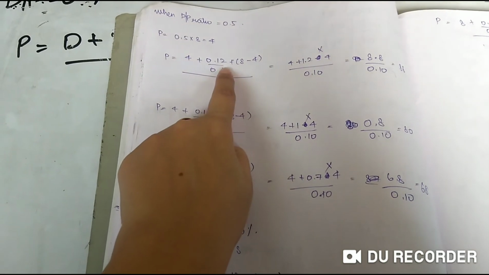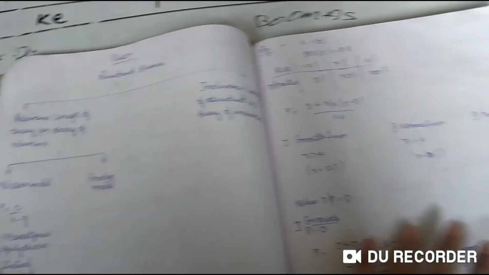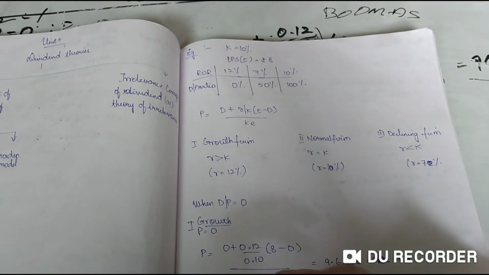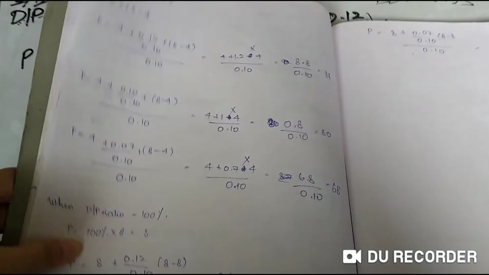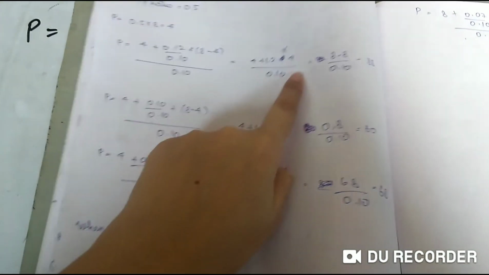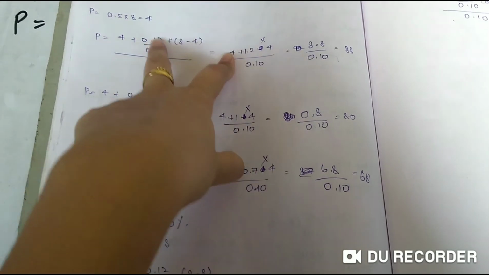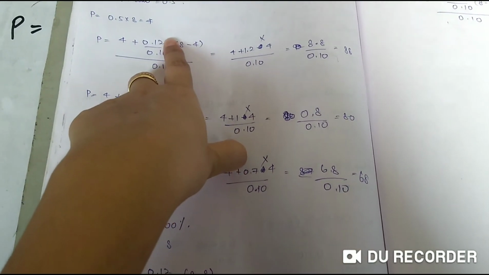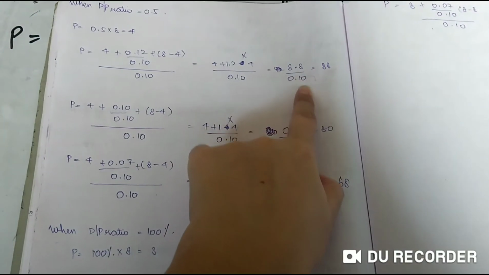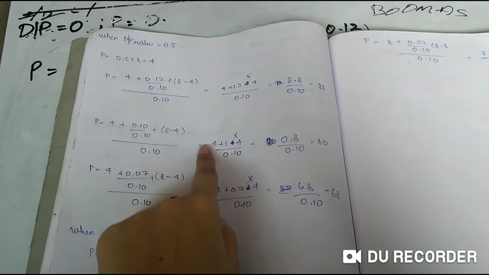So P equals 4 plus 0.12 divided by 0.10 into 8 minus 4. Why 8 minus 4? Your formula is E minus D. Your earnings are 8 and you are giving out a dividend of 4 rupees. So 8 minus 4 divided by 0.10 is 4 plus 1.2 into 4. You have to subtract, divide, multiply, then you will get the answer, not add. Multiply, then you will get 8.8 divided by 0.10. The answer is 88.